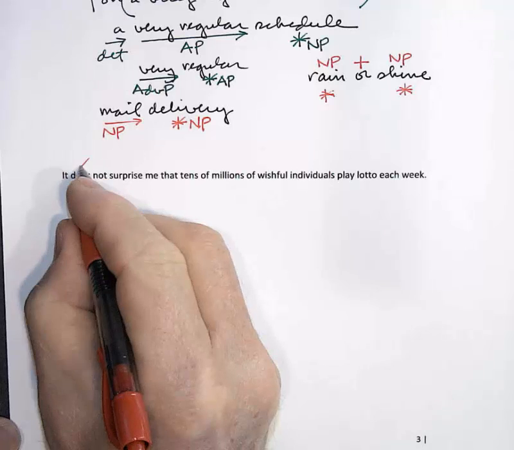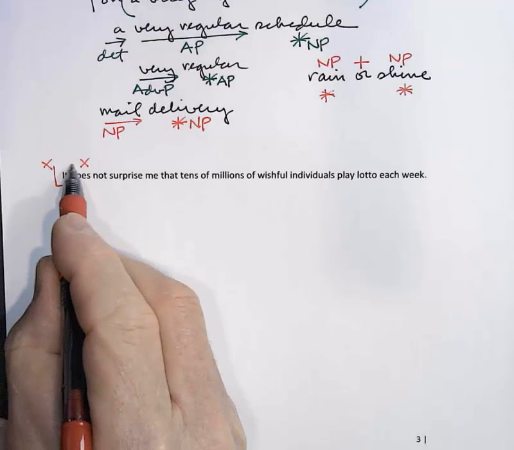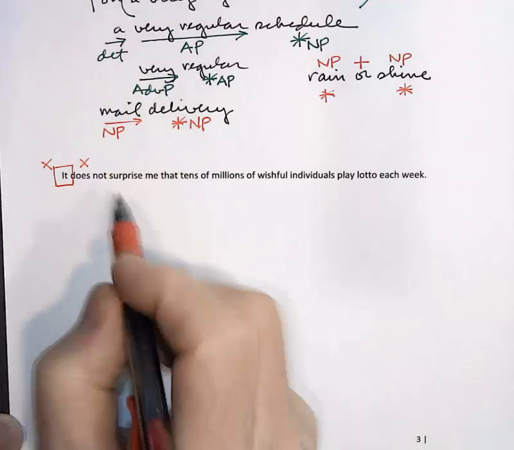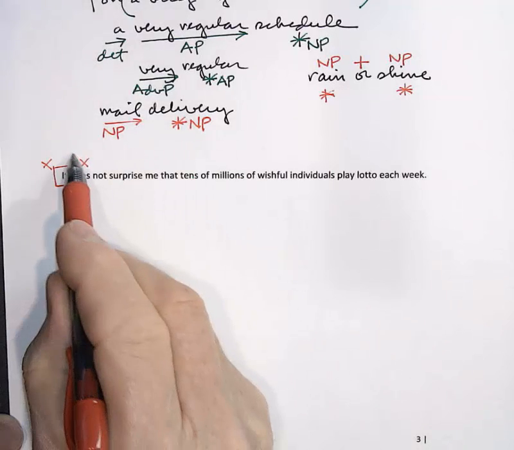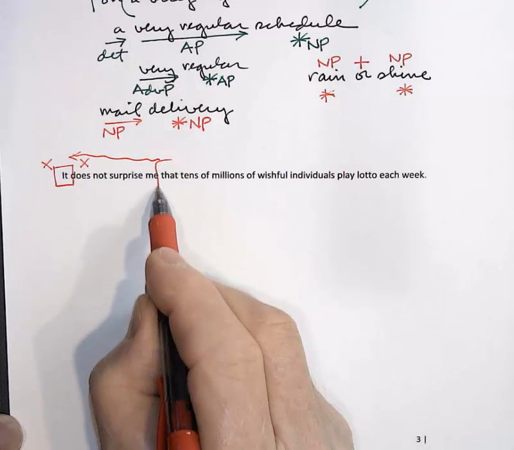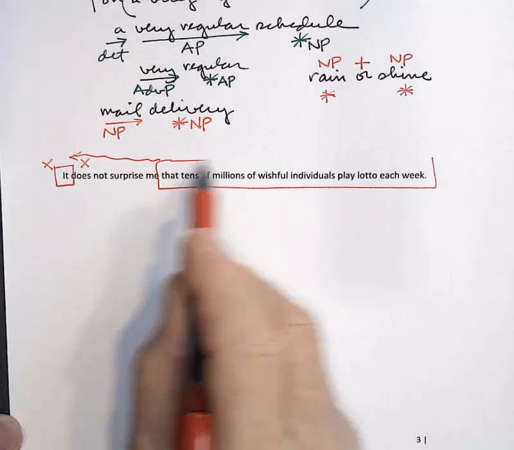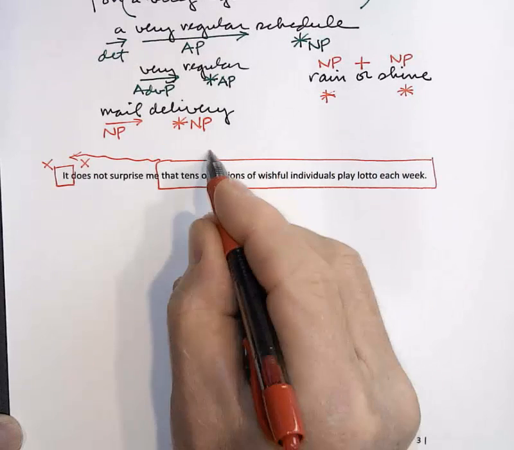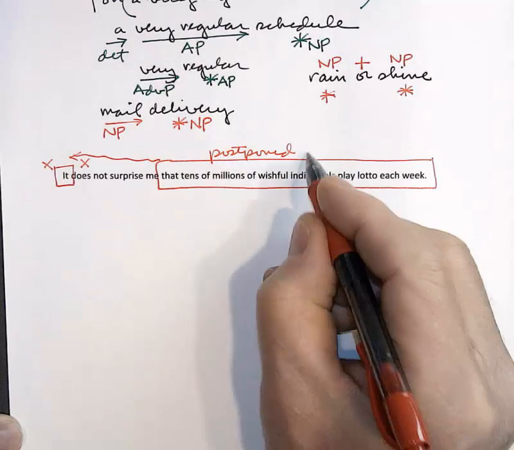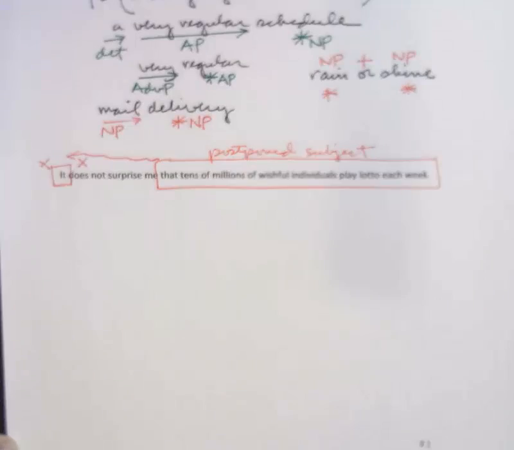We have our X word, does. Does it not surprise me that tens of millions of wishful individuals? And I'm going to say that the predicate is here. It does not surprise me. And that tens of millions of wishful individuals play lotto each week is our postponed subject. And we'll take care of that later.